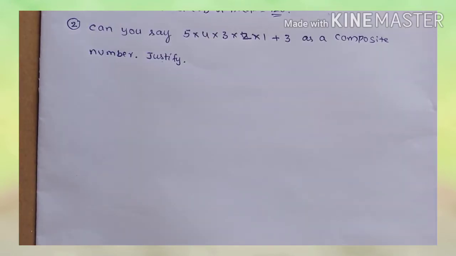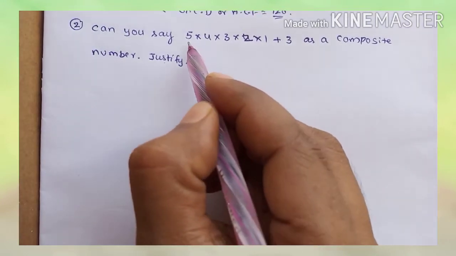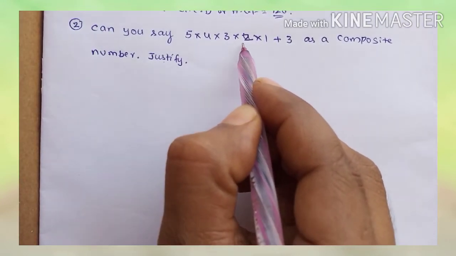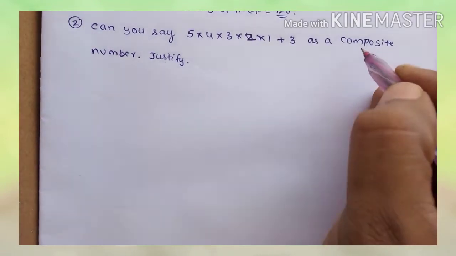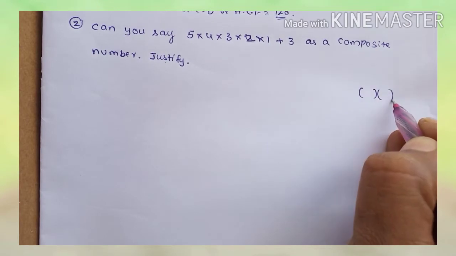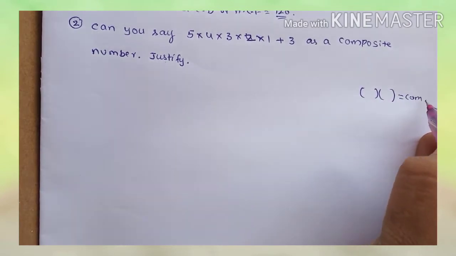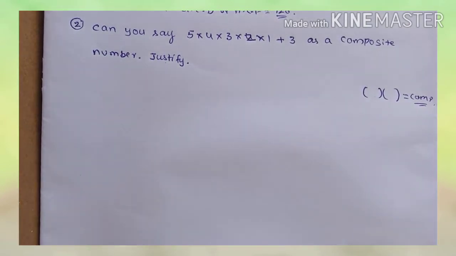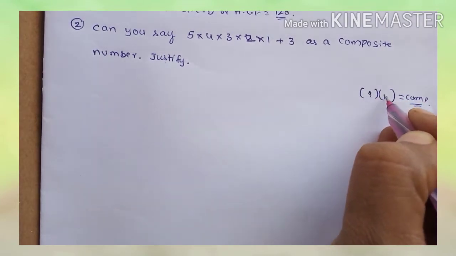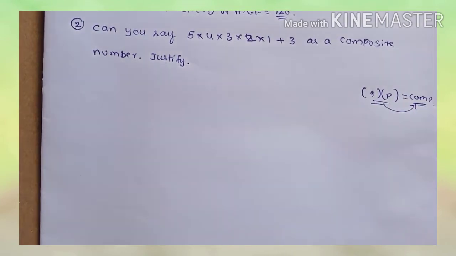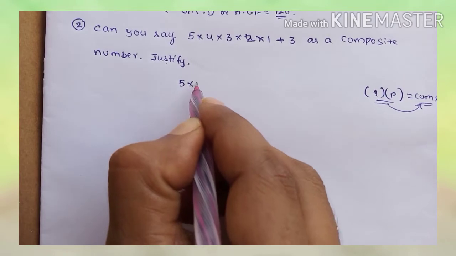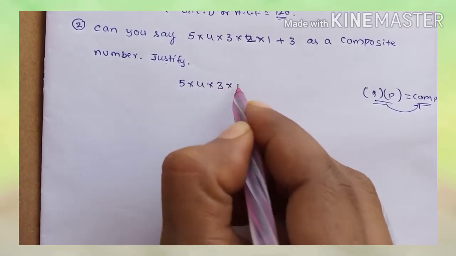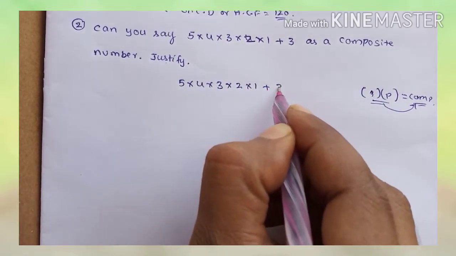Now question number 2 is: can you say 5 into 4 into 3 into 2 into 1 plus 3 is a composite number or not? A product of any two numbers is definitely a composite number. Even if they are prime numbers, the product of any two numbers is a composite number, no doubt. So the given number is 5 into 4 into 3 into 2 into 1 plus 3.